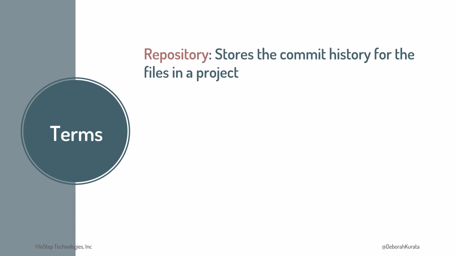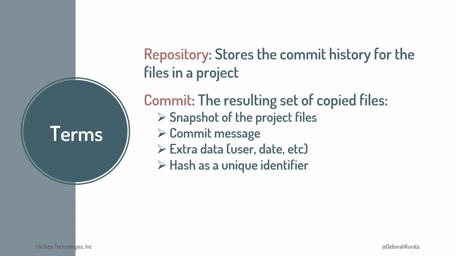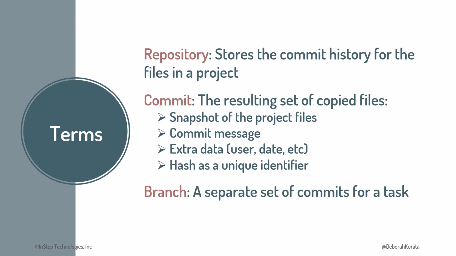We've covered many of the key Git terms, including repository, which stores the commit history for the files in a project, and commit, which is the resulting set of copied files. A commit contains a snapshot of the project files, all of the files, not just the changed files. A branch is a separate set of commits for a task. Branching allows us to work on that task without impacting our main code. Use branching for each feature or issue you work on, and merge the branch into the main branch when the feature or issue is complete.